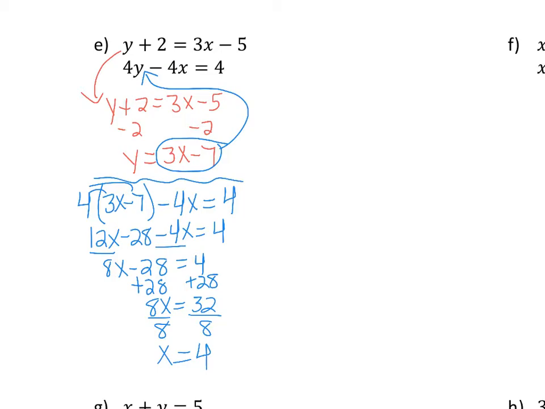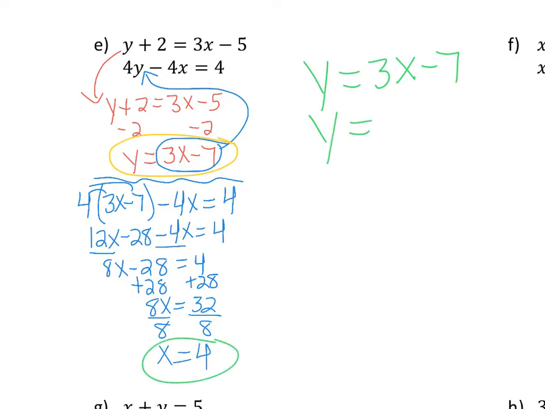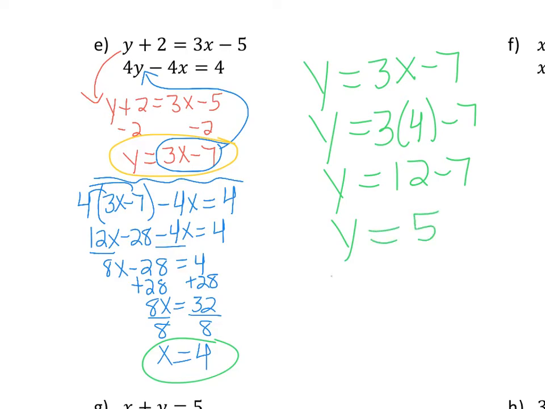Pick an equation to plug it into. Personally, I would choose this equation since I already have it solved for y nice and neatly. So y equals 3x minus 7. Y equals, I'm plugging in 4 for x. 3 times 4 minus 7. Y equals 12 minus 7. Y equals 5. So my solution is 4, 5. I think you can handle f and g on your own. You'll have to solve, again, one of those equations for either x or y, your choice.